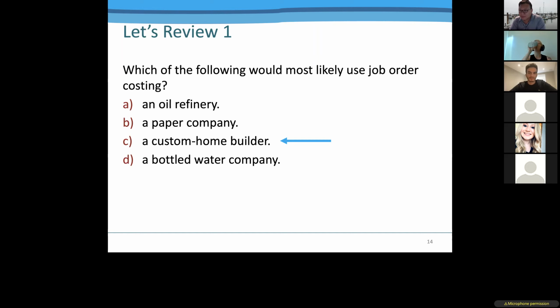Whereas if it said custom oil refinery, then I think your keyword is custom. Same thing with the home builder. That's the keyword. Yeah, customized. Yeah, customized for sure. Yeah, I get that for the purpose of this class. I don't know, I just wanted to bring up some discussion.